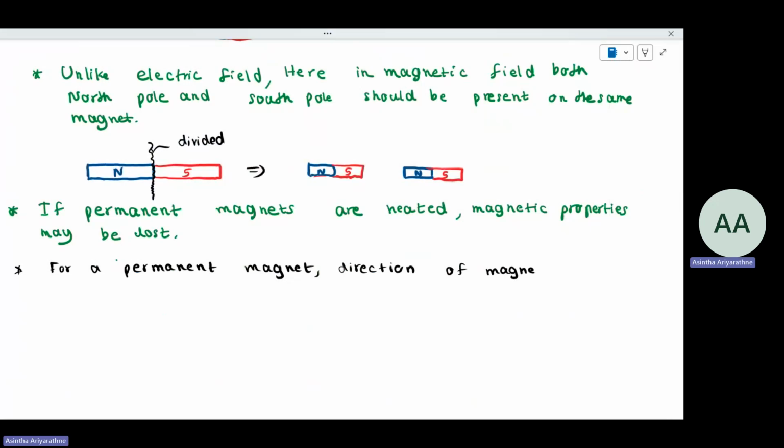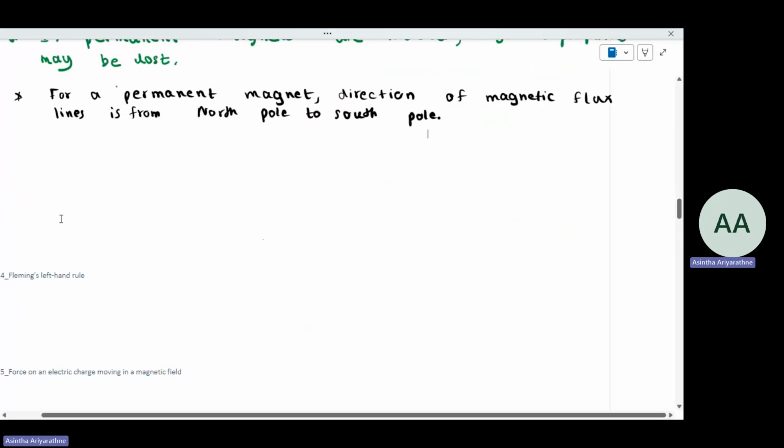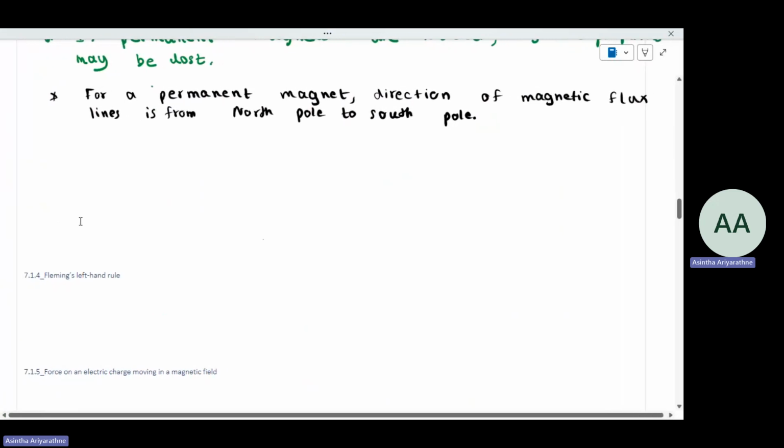The direction of magnetic field lines or flux lines is from North Pole to South Pole. But for an induced magnet, how do we find the direction?